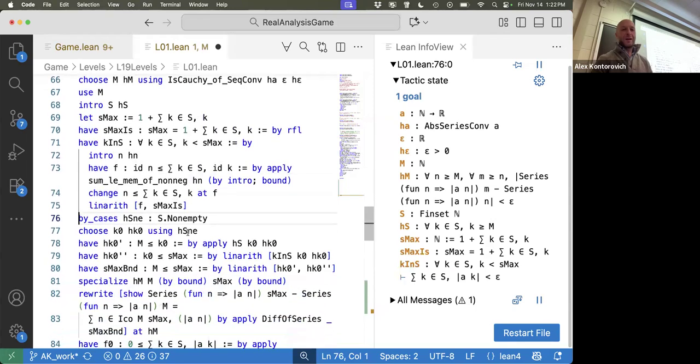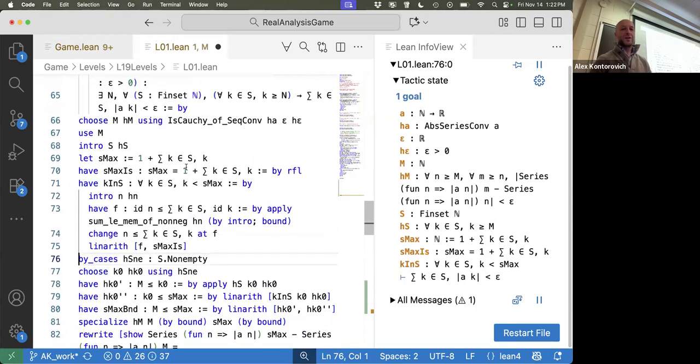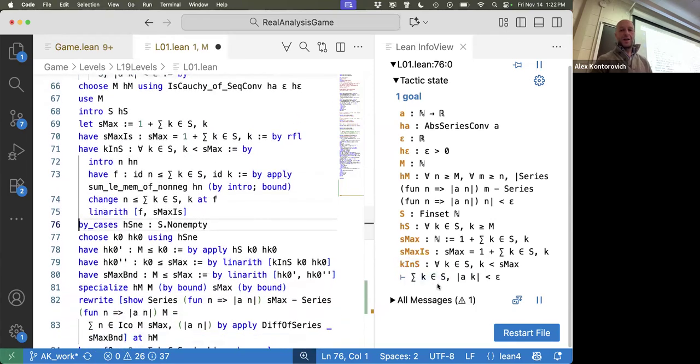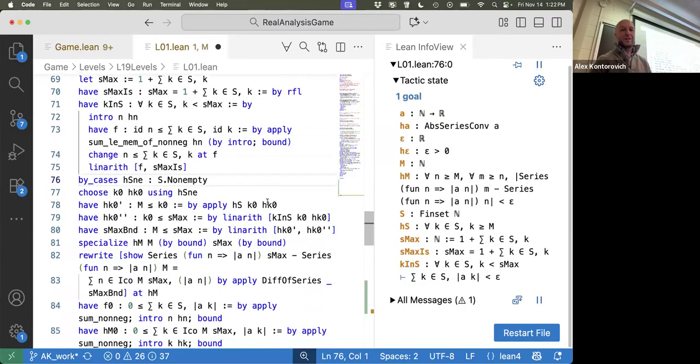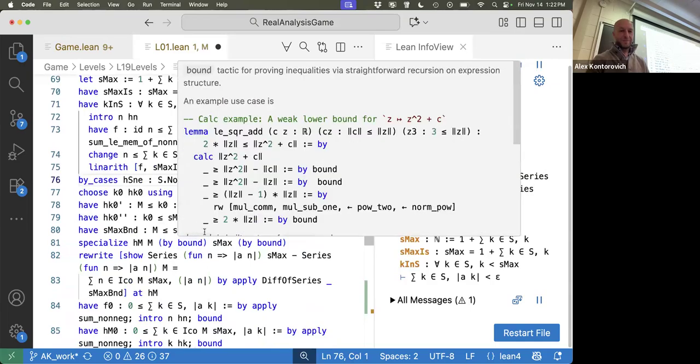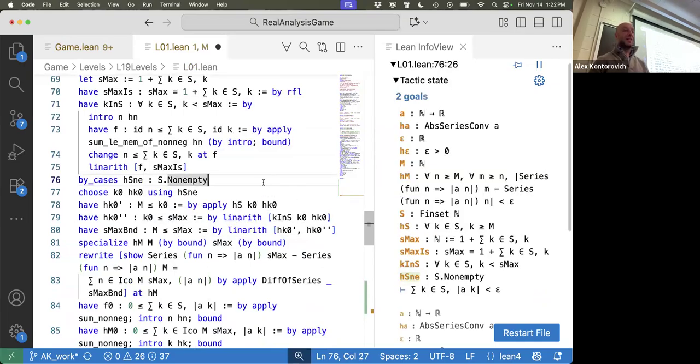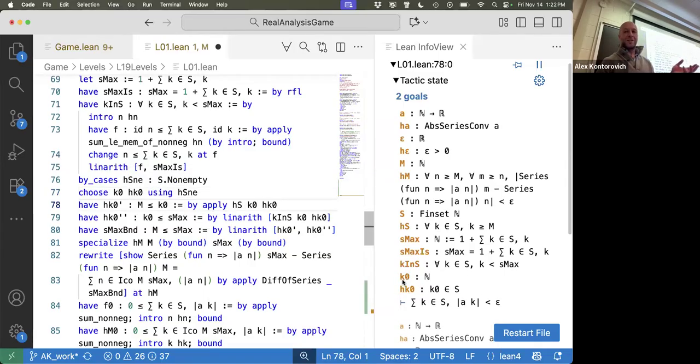Now, maybe now that I think about it, there probably is a way to do this without assuming the set is non-empty. No, there's something I wanted to use about the value of this maximum being large, but whatever. So let's assume that the set is not empty. The set that you gave me to sum over has a value. What that means, the fact that it's not empty, means there exists some value that's in it. So choose k0 and hk0. So k0 is some natural number, hk0 is in it.